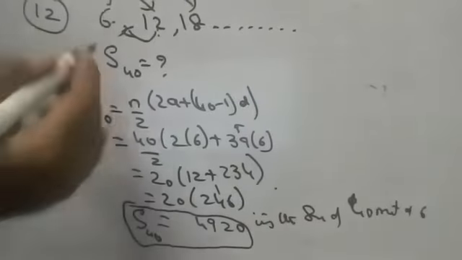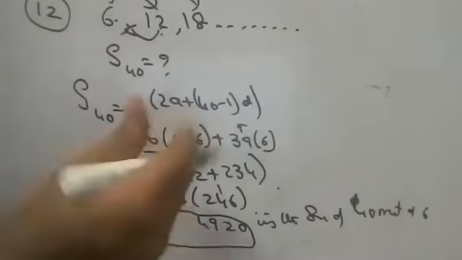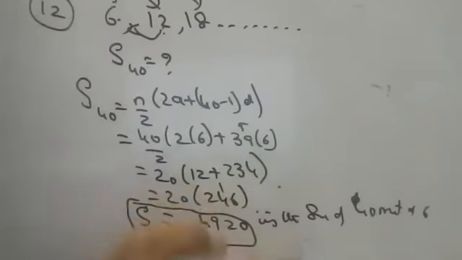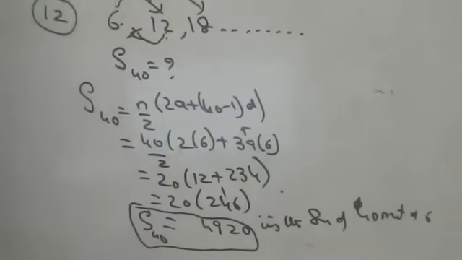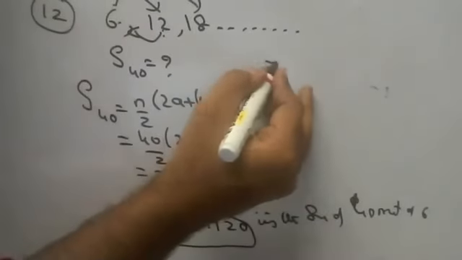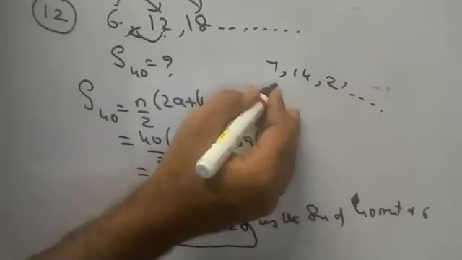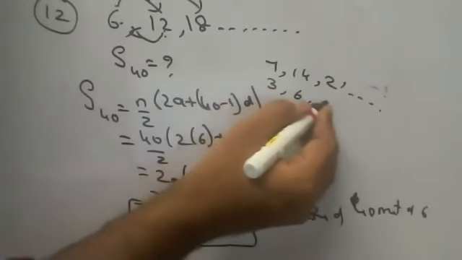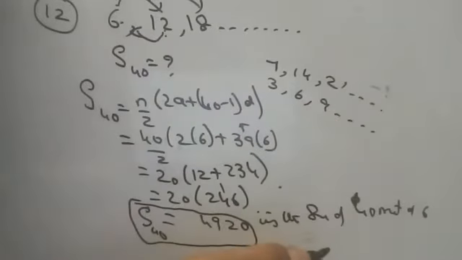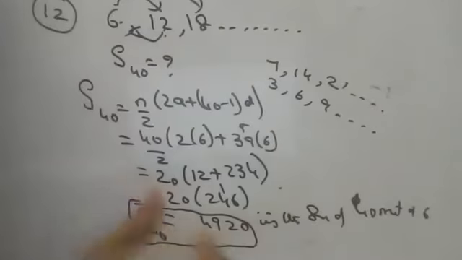Children, they may ask not only 6, they may ask 7 also, 8 also, 9 also, 10 also. Anything. But this is the procedure. If they ask 7, what will you take as the AP? 7, 14, 21, and so on. If they ask 3, what will you take? 3, 6, 9, and so on. If you know the question, you can do it.